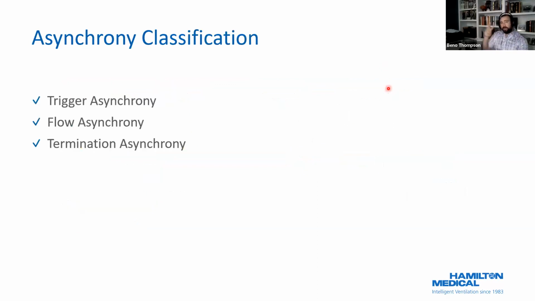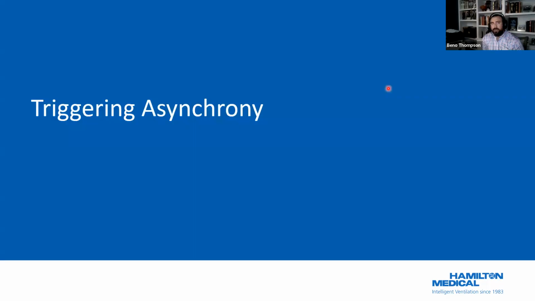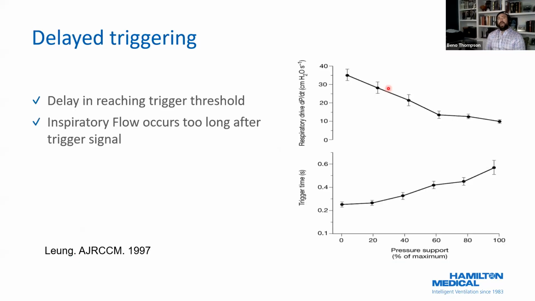Okay, so there's three types of asynchronies that we're going to look at today. There's trigger asynchronies, flow asynchronies, termination asynchronies. The first one is going to be the trigger asynchrony. And the first one we're going to talk about is the delayed trigger. So this is what happens when your patient makes an effort, right? They start taking their breath, and the ventilator does not recognize that effort and deliver the appropriate amount of support in a timely fashion. There's a delay, there's a disconnect in that.